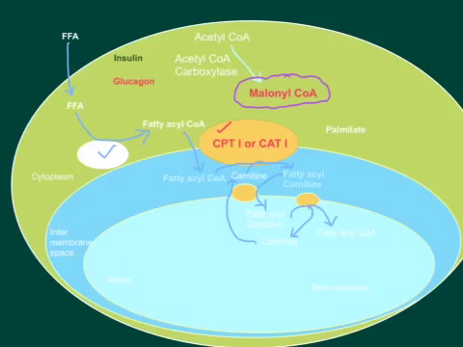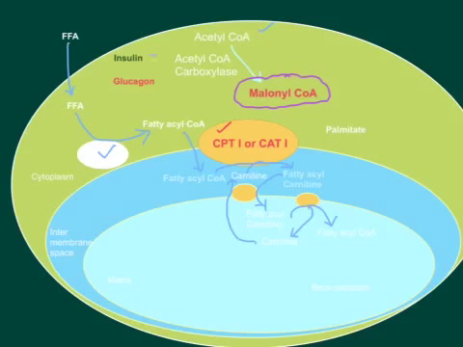Now the malonyl-CoA is the regulatory molecule on carnitine palmitoyl transferase 1 or CAT1. First of all, how do you get malonyl-CoA? Now the malonyl-CoA synthesis is going on in the cytoplasm. This will be done by acetyl-CoA carboxylase. So the malonyl-CoA is coming from acetyl-CoA, which is carboxylated by acetyl-CoA carboxylase enzyme.